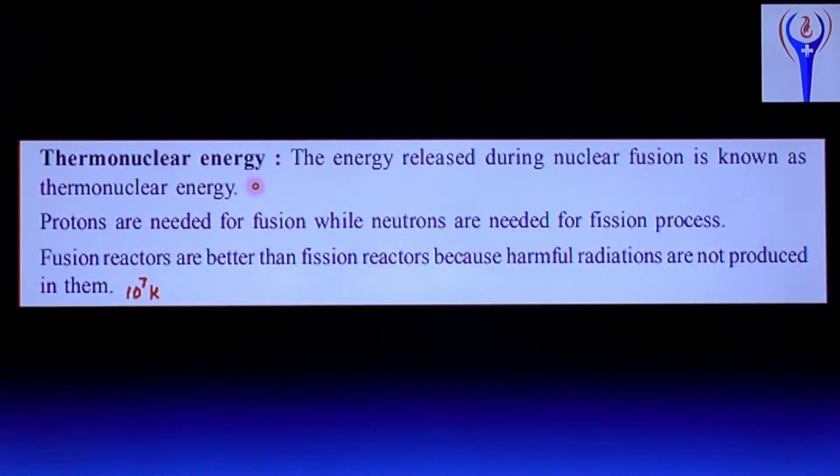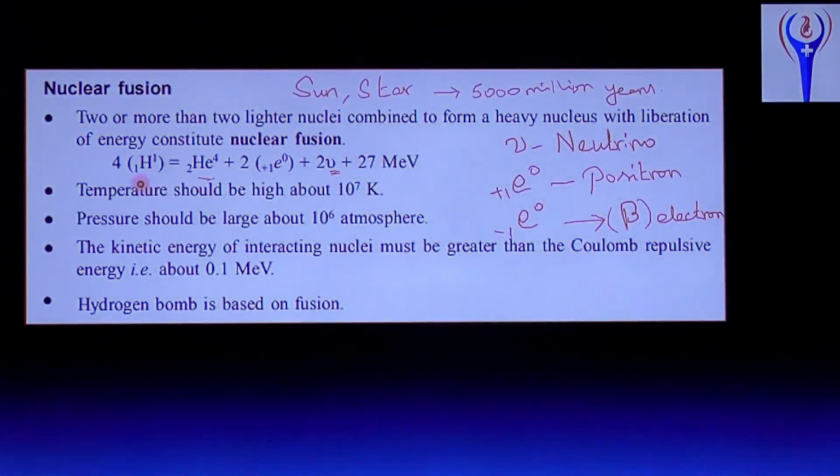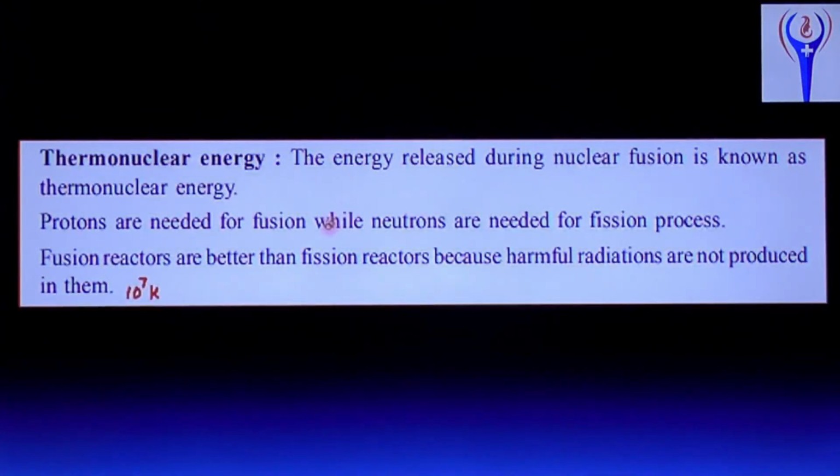Thermonuclear energy. The energy released during nuclear fusion is called thermonuclear energy. Protons are needed for fusion while neutrons are needed for fission process. That is hydrogen plus hydrogen, this is nothing but proton. H11 is proton. So, for nuclear fusion, we need protons. For nuclear fission, we need neutrons.